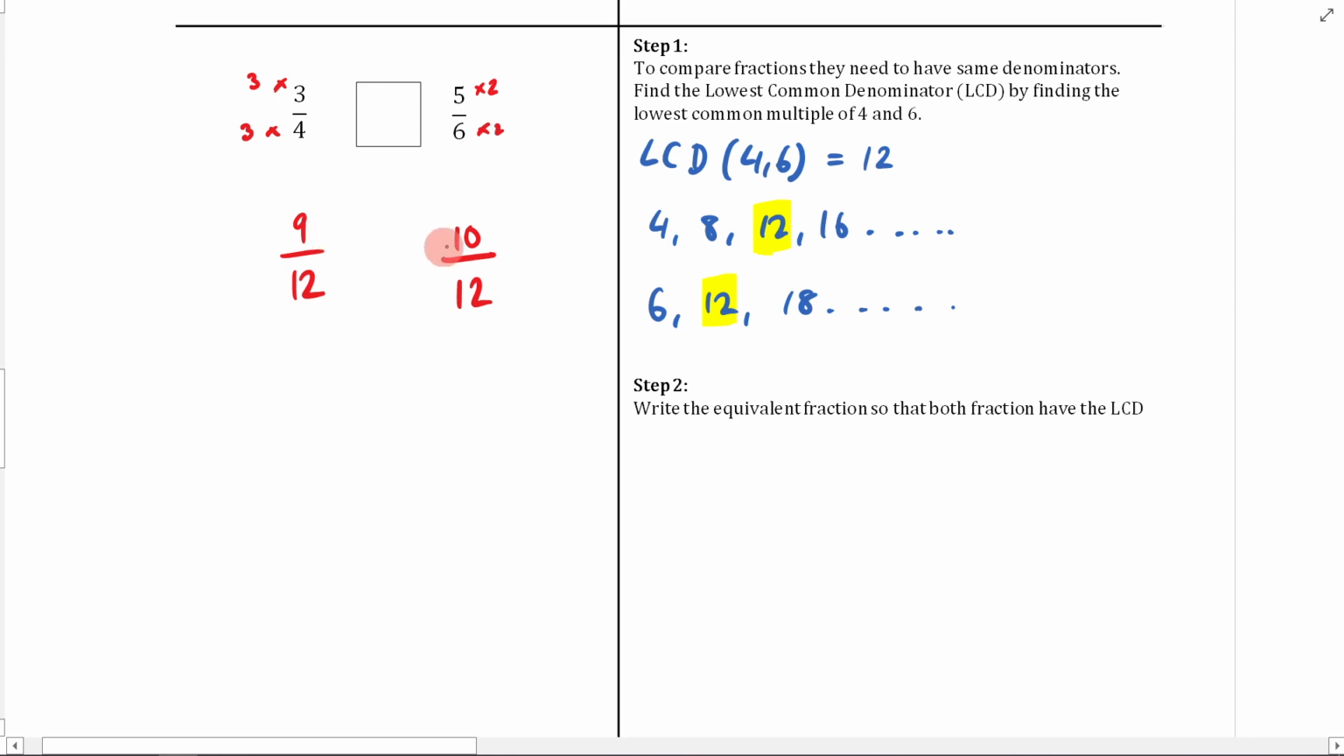So now, which of these are bigger? Well, because they've got the same denominator, I just need to compare the numerators. And the one with the bigger numerator is going to be bigger. So that means 10 on 12 is bigger than 9 on 12. So this is bigger. That is bigger. Just like that. And we're all done. So we can say 5 on 6 is bigger than 3 on 4. Hopefully you found this helpful.